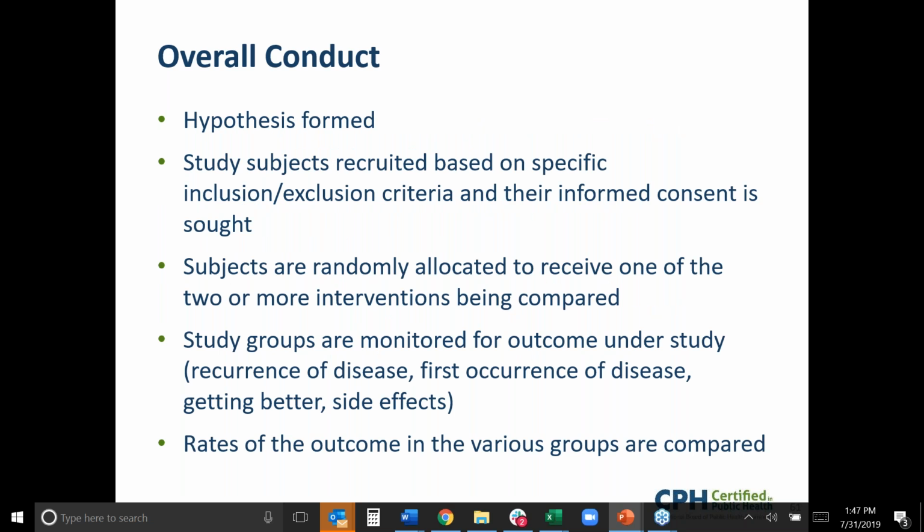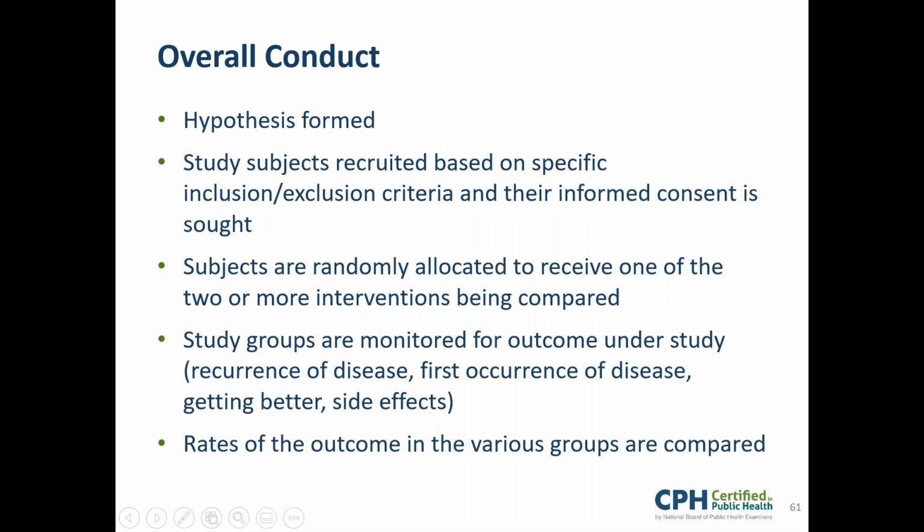Next slide. The overall conduct of a clinical trial follows this general order. The hypothesis is formed. The study subjects are recruited based on specific inclusion and exclusion criteria, and their informed consent is obtained. The subjects are randomly allocated to receive one of the two or more interventions being compared, and study groups are monitored for outcomes under study. And that can be recurrence of disease, first occurrence of disease, getting better, the side effects, whatever the outcome of interest is. And then rates of the outcome in the groups are compared to see if there are differences.